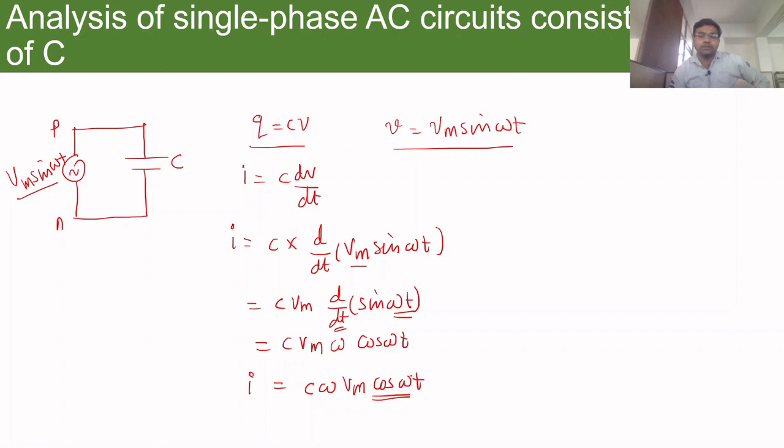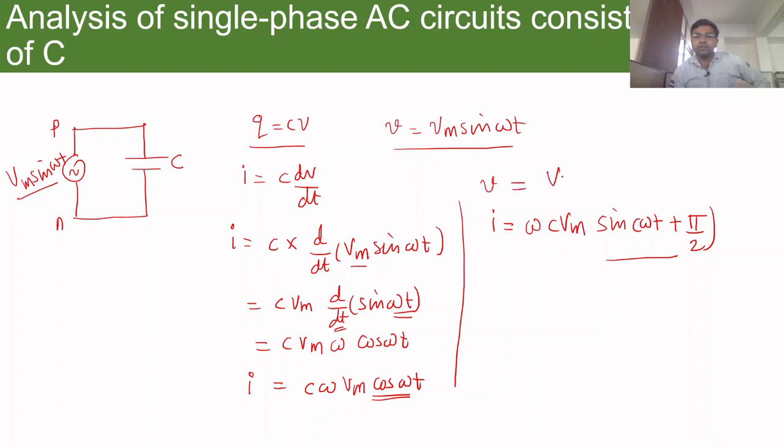So what is cos omega t? So you can write I equal to omega C Vm, and this cos omega t you can replace with sine of omega t plus pi by 2. Pi by 2 is 90-degree angle. So sine of omega t plus pi by 2 is nothing but cos omega t. So in order to have a better match with voltage and current, we are converting this omega C Vm cos omega t to sine of omega t plus pi by 2.